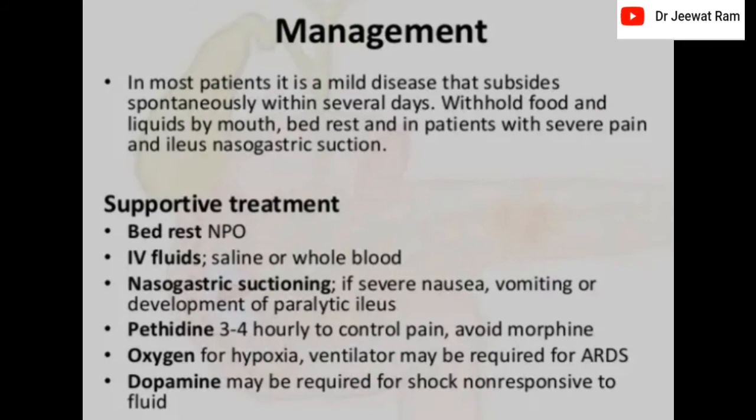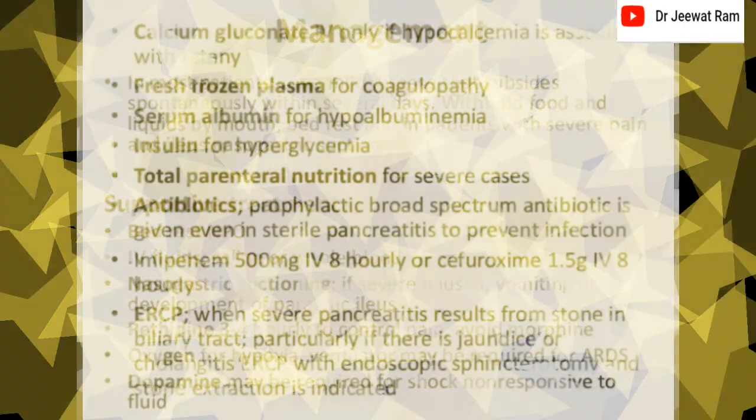Supportive treatment: bed rest, NPO, IV fluids, saline or whole blood, nasogastric suctioning. If severe nausea, vomiting, or development of paralytic ileus, pethidine 3 to 4 hourly to control pain. Avoid morphine. Oxygen for hypoxia. Ventilator may be required for ARDS. Dopamine may be required for shock non-responsive to fluids.